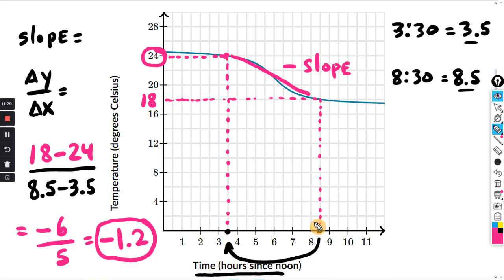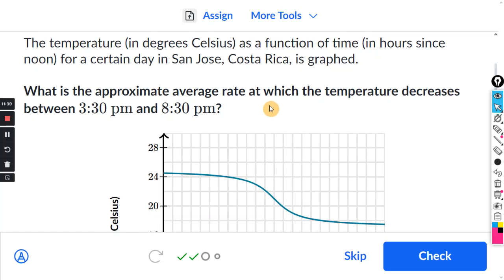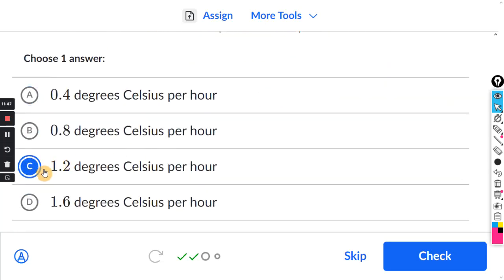All right, so that's it. 1.2. If you're asking why isn't it negative, because they asked in the question, what's the rate that it decreases? So basically they're asking how much it decreases, and it decreases by 1.2. That's why we got negative 1.2.